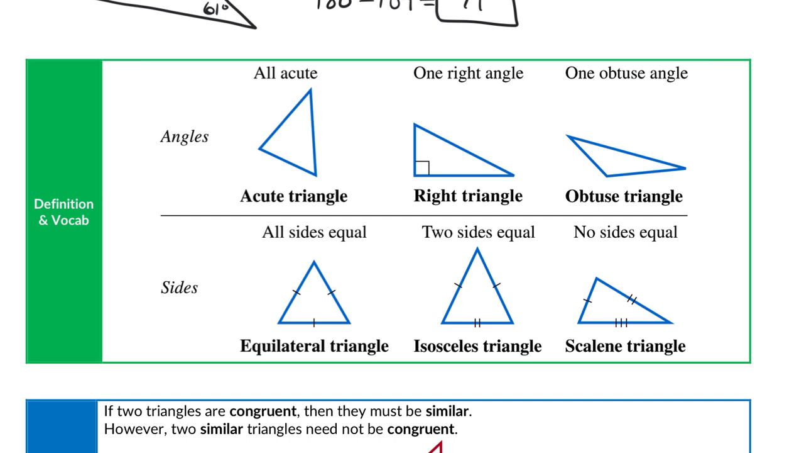If we're classifying triangles by sides, a triangle that has all equal sides is called an equilateral triangle. An isosceles triangle, I like to think of them as ice cream cones. 2 of the sides are the same and 1 is different, so it's like a little ice cream cone. And a scalene triangle means that none of the sides are congruent.